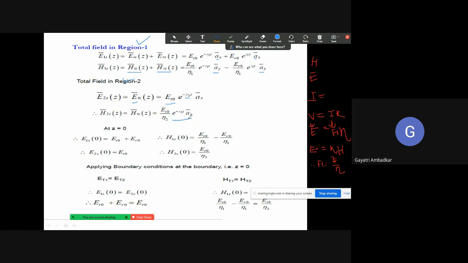Now we have to apply the boundary conditions. Let us consider the Z equal to 0 position. Our waveform is moving in the Z direction, so let us consider the origin Z equal to 0. When you substitute Z equal to 0, everywhere you will find Z. So what will happen if you make Z equal to 0? e raised to 0 will become 1. So what is left? EI0 everywhere.